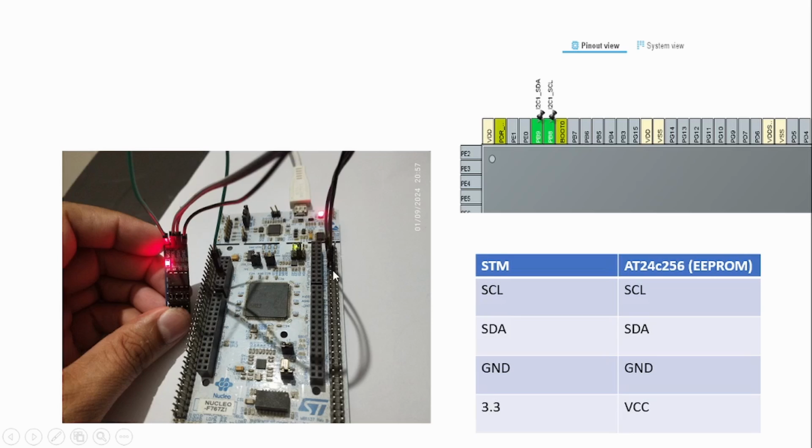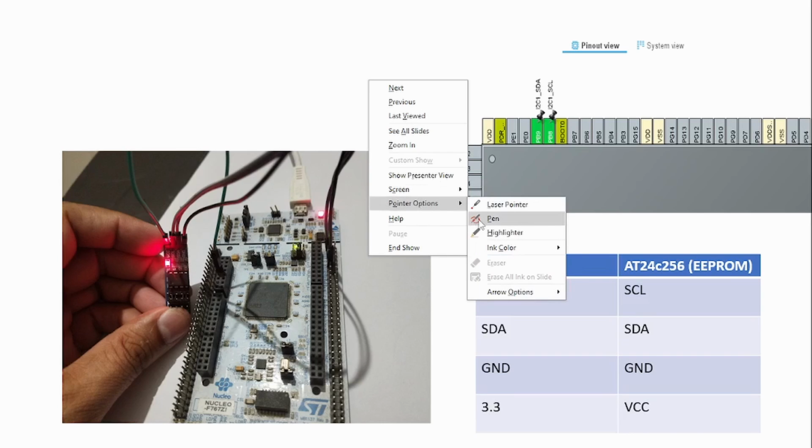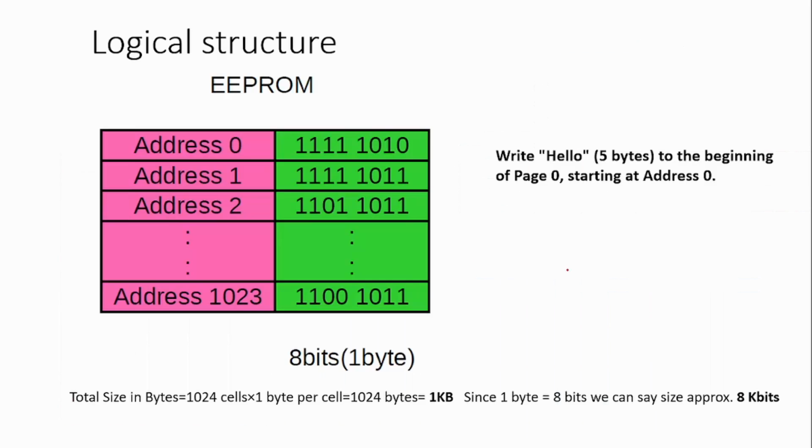You can simply go on the internet and find the pin diagram of the Nucleo-144, and you will find that the PB8 pin is somewhere over here and PB9 somewhere over here. So skip the first pin, and the second and third will be the pins for this. I have simply used jumper wires, and power supply is also provided from the board only. That's why you can see this LED is on. Okay, so these are the connections.